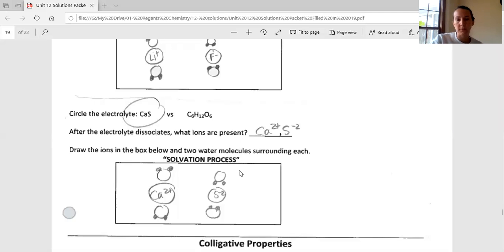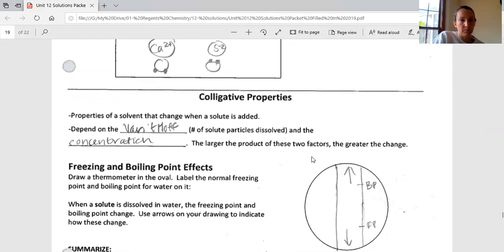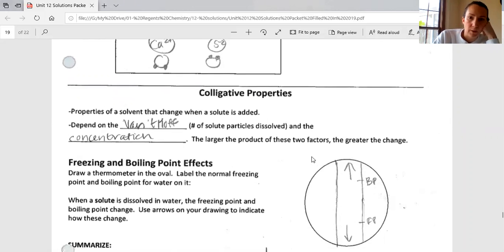Okay, so we were here yesterday. So let's move on with colligative properties. Colligative properties are properties of a solvent that change when a solute's added. So water has normal properties, but when I add stuff to the water, those properties are going to change. It depends on the Van't Hoff factor, which is the number of particles that are separated in solution, and the concentration. And the larger the product of these two, the greater change you'll have.